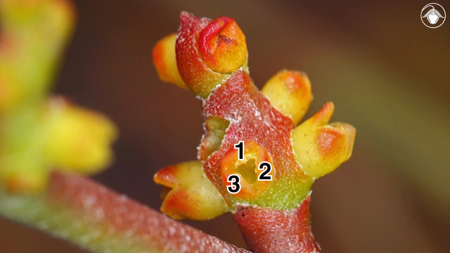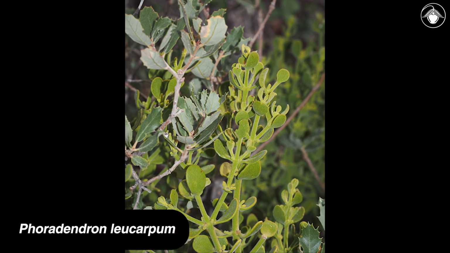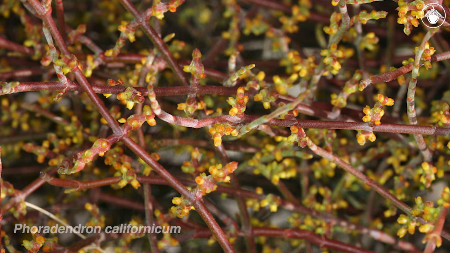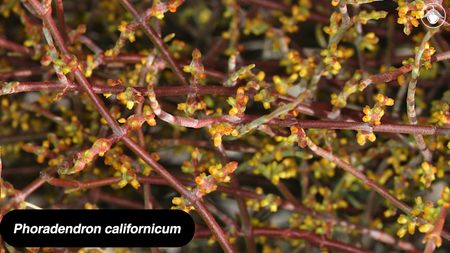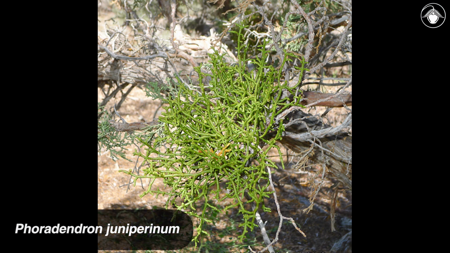The flowers have 3 perianth parts, and the staminate flowers have 2-chambered anthers. They grow on numerous woody angiosperms and a few genera of conifers such as Abies, Chalcedrus, Juniperus, and Hesperocyparis. There are 4 species of Phoradendron in California.